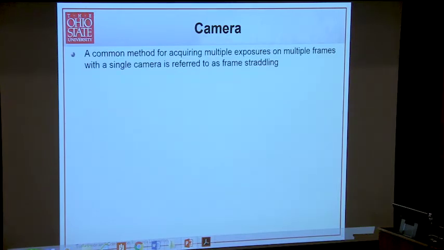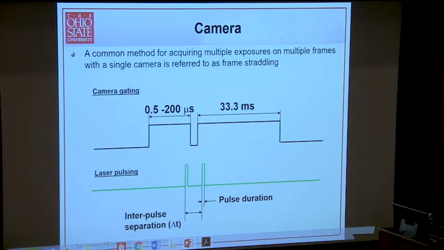Let's look at a common method for acquiring multiple exposures on multiple frames with a single camera, referred to as frame straddling. This is what you have in all your interline transfer cameras. This is kind of what the gating looks like. We call it frame straddling because you have two exposures. Many of you are using this with your interline camera.